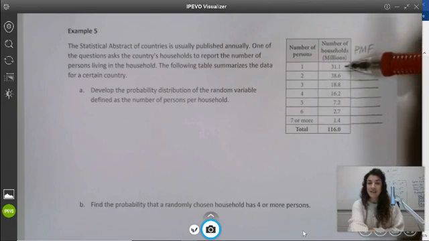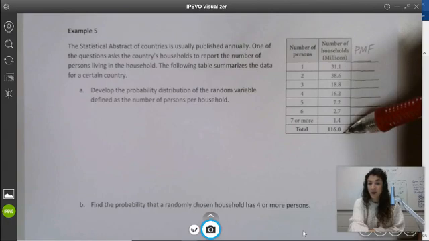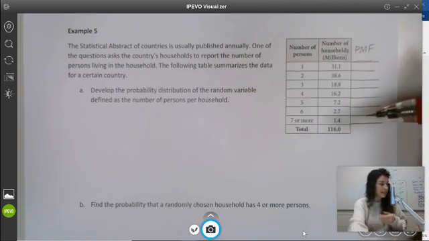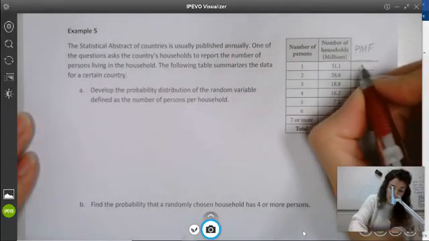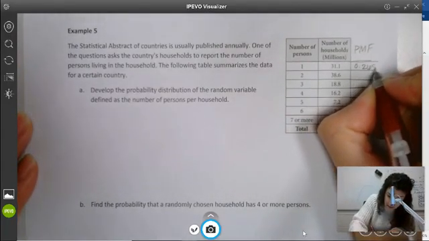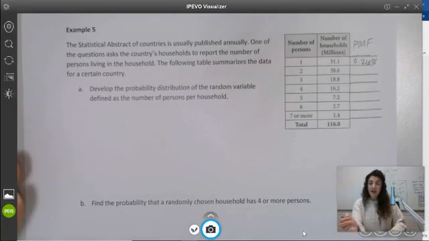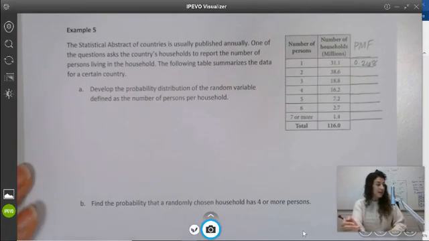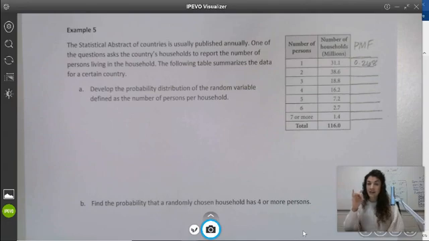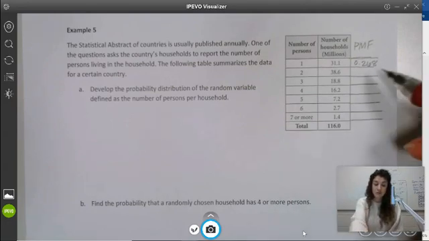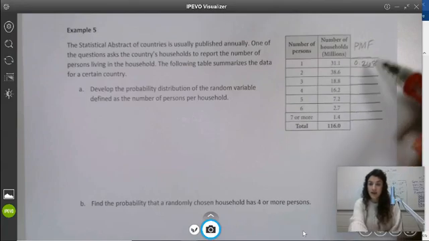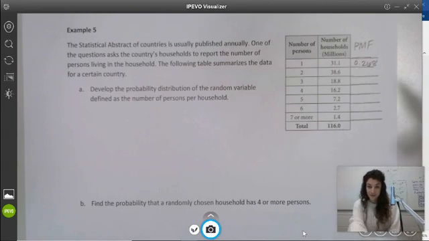So I just need to take each of these and find the probability that it occurs out of the total amount. So divide it by 116. So 31.1 divided by 116 is going to be 0.268. I'm going to go ahead and ask you a question that's going to pop up soon about the probability distribution for the rest of these. So go ahead and fill in the table that you see now.